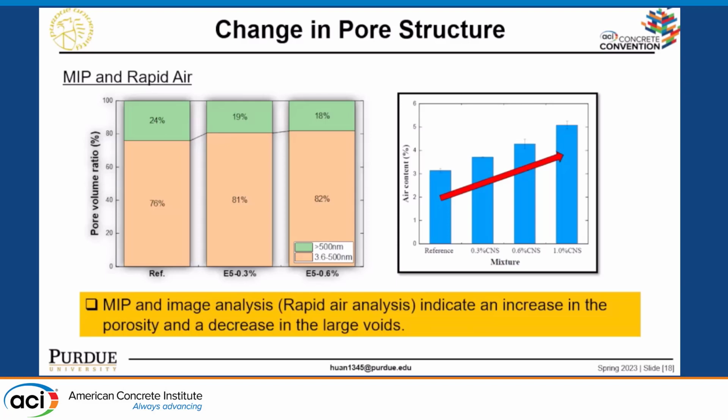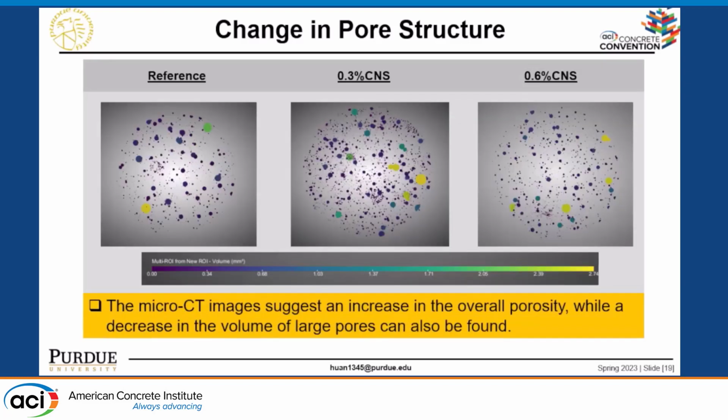And this was kind of different from our previous literature review. This is an ongoing study, and we look at the viscosity and the surface tension of the pore solution of the cement mixture when we have the CNS. It all shows some level of change, and we are still working on it. Based on our micro CT scanning result, it also shows the same conclusion, that when we have the CNS, we can increase the overall porosity, but we eliminate the large voids and increase the small voids.